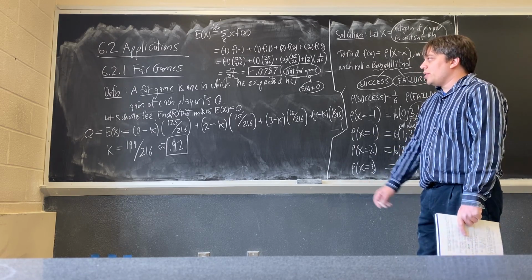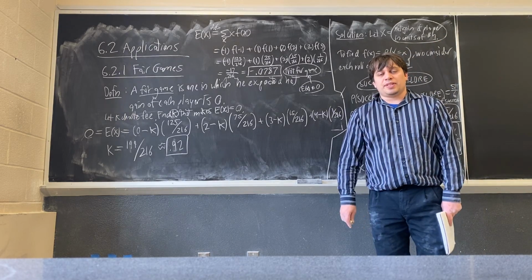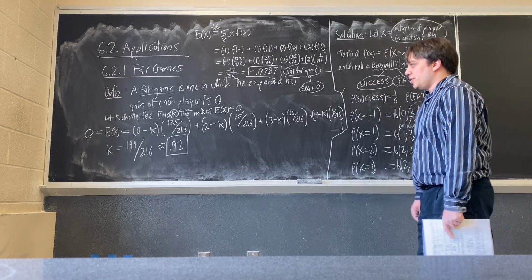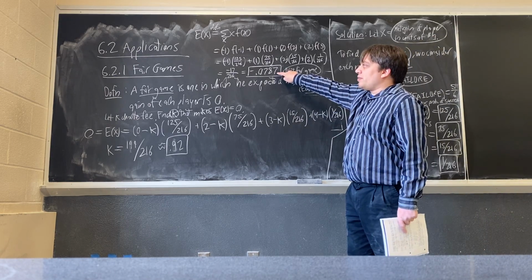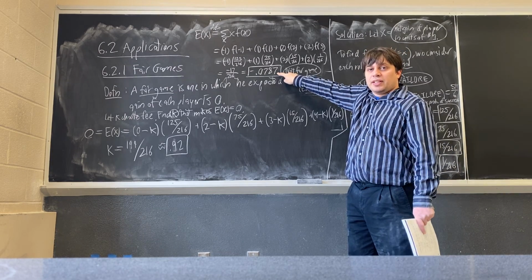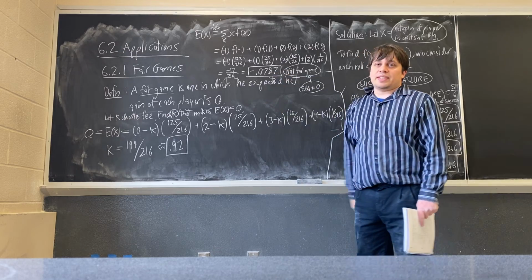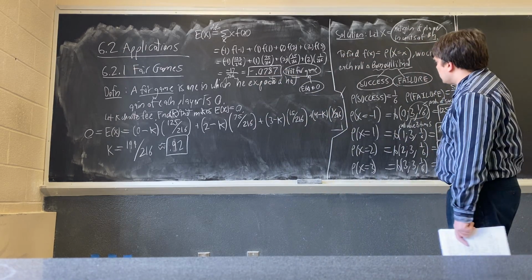Now we showed that this is not a fair game, and we found the fee so that we can make it a fair game. Instead of paying $1, pay 92 cents. And the meaning of this expected value is that if you play the game a lot of times, you should expect eventually that on average you lost about 8 cents, 0.08 of a dollar.